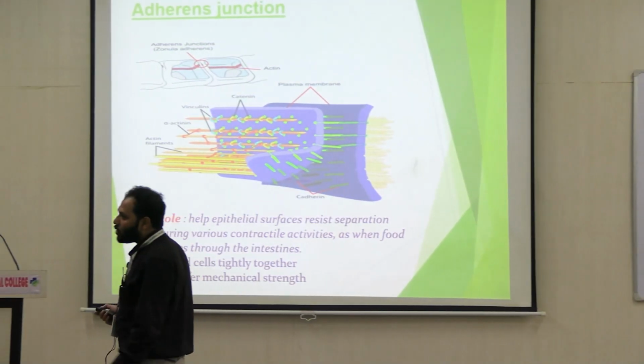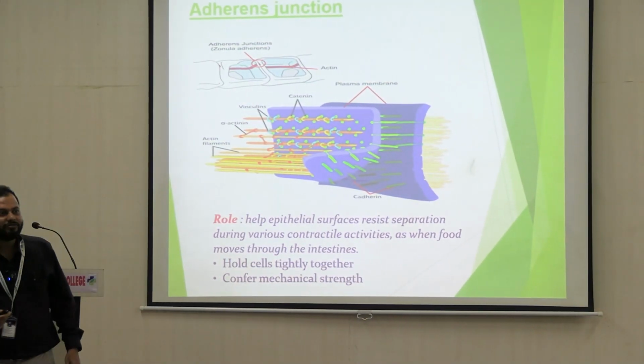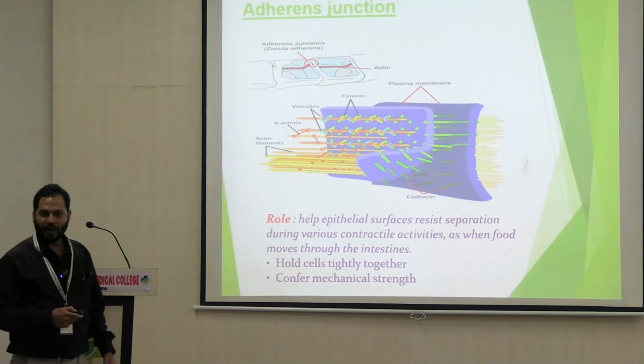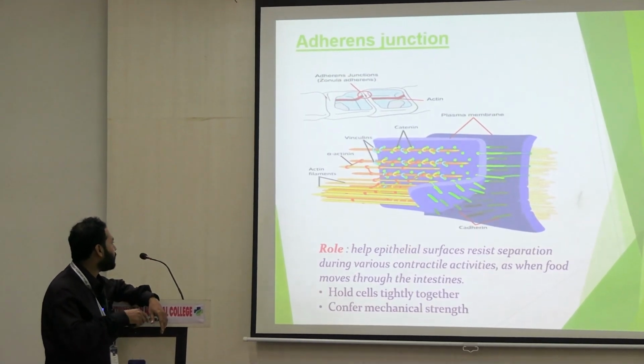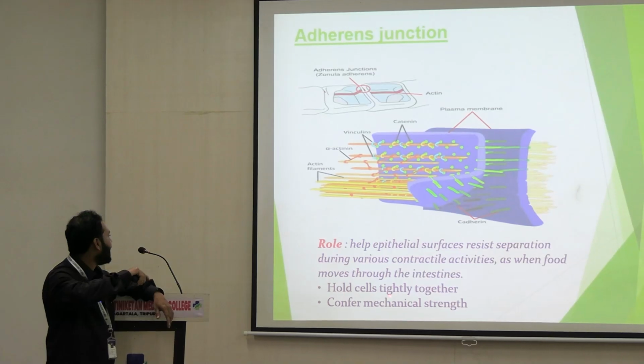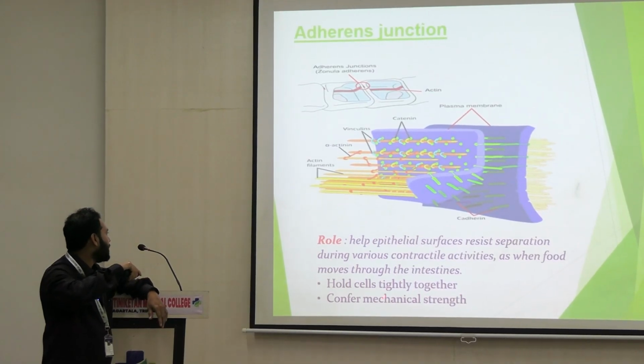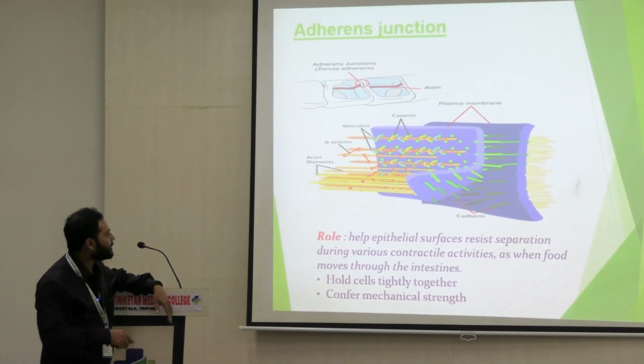So what is the functional role of all those types of adhesive junctions? This is the first one. You can see the most important functional feature is that it holds cells tightly together. It confers mechanical strength.